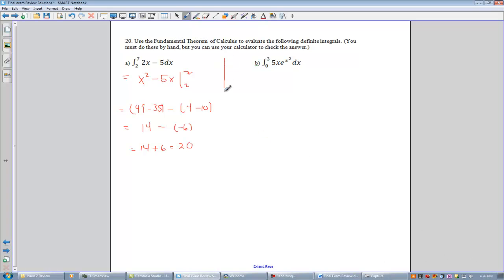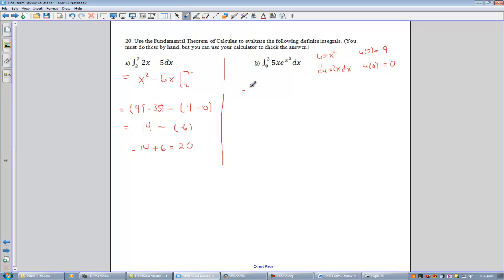On the next one, to integrate this, I'm going to have to do a substitution. So let's let u be equal to x squared, which means du will equal 2x dx. And I need to change my limits of integration. So u of 3 is equal to 3 squared, which is 9, and u of 0 is still 0 squared, which is 0.